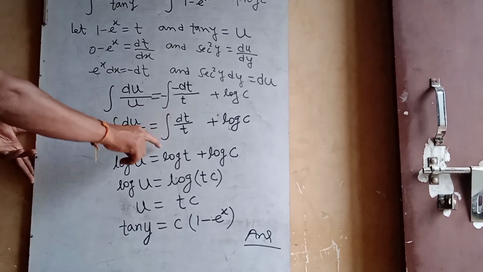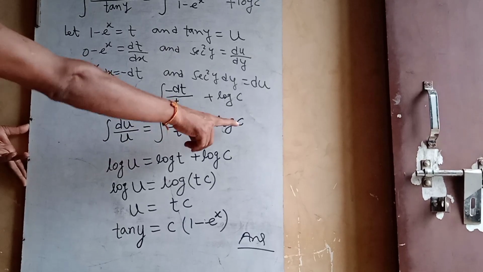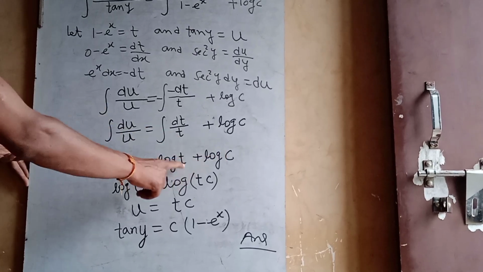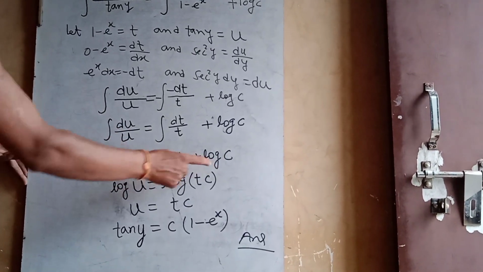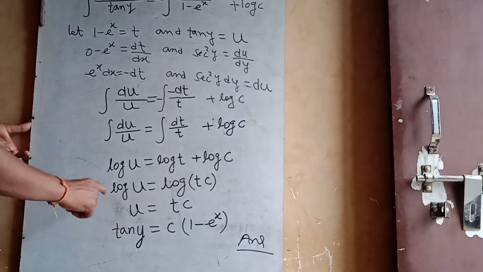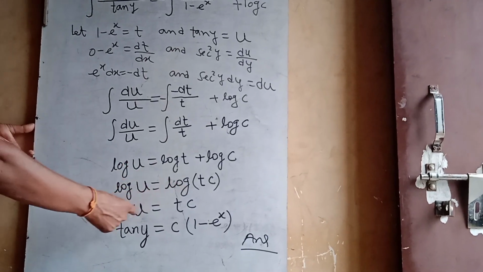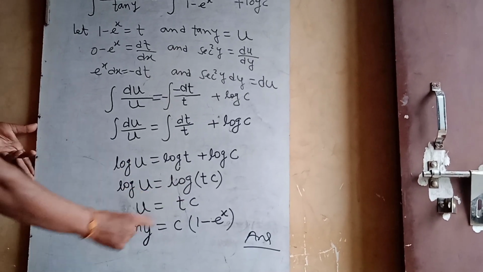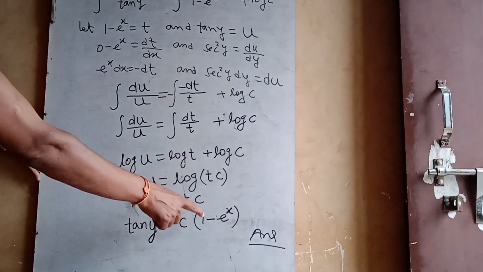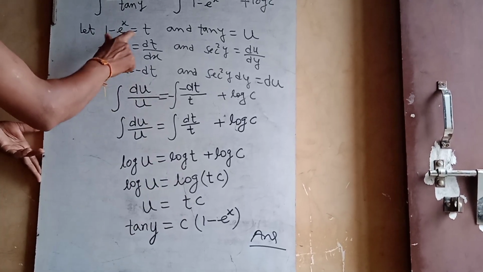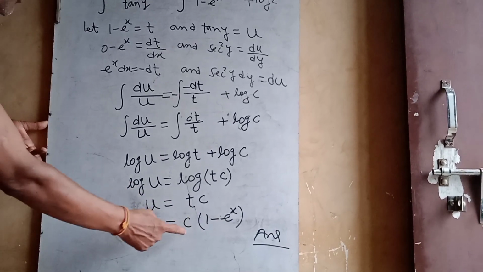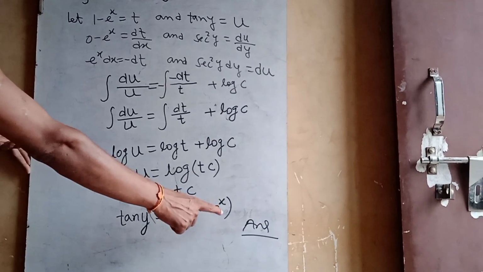du upon u equals integration dt upon t plus log c, which becomes integration du upon u equals integration dt upon t plus log c, and now we write here log u equals log t plus log c. These two terms can be changed into multiplication form as log tc. On removal of the log from both sides, we get u equals tc. On placing the value of u, that is tan y, and the value of t, that is 1 minus e to the power x, this becomes tan y equals c times 1 minus e to the power x.